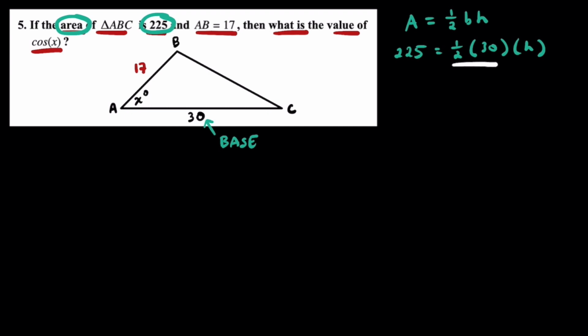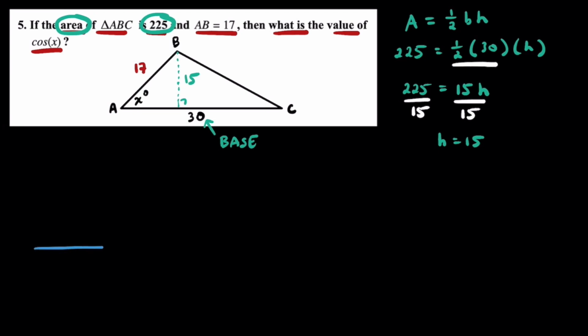Taking 1/2 of 30, we can go ahead and say that 225 is equal to 15 times h. And going ahead and dividing both sides by 15, we can say that h is going to equal 15, or the height of the triangle is equal to 15. I'm just going to go ahead and label that on the triangle and say that this is going to be 15. Now that we have the height of this triangle, it's really important to know that we actually have a right triangle at this point.